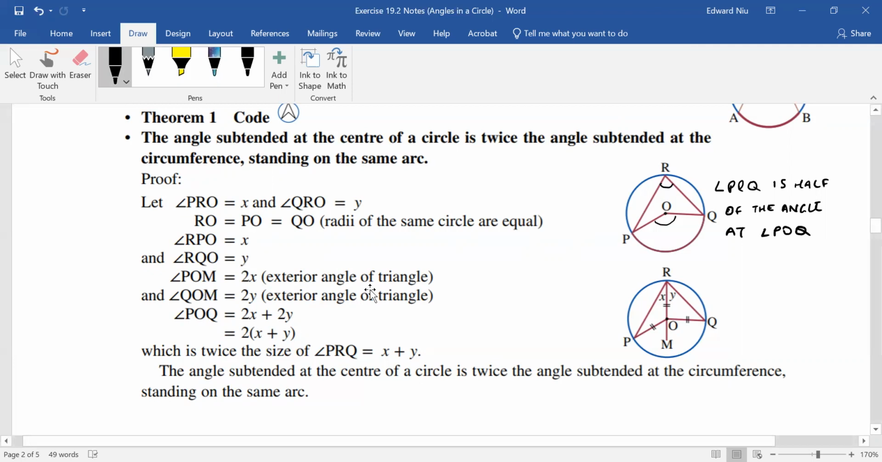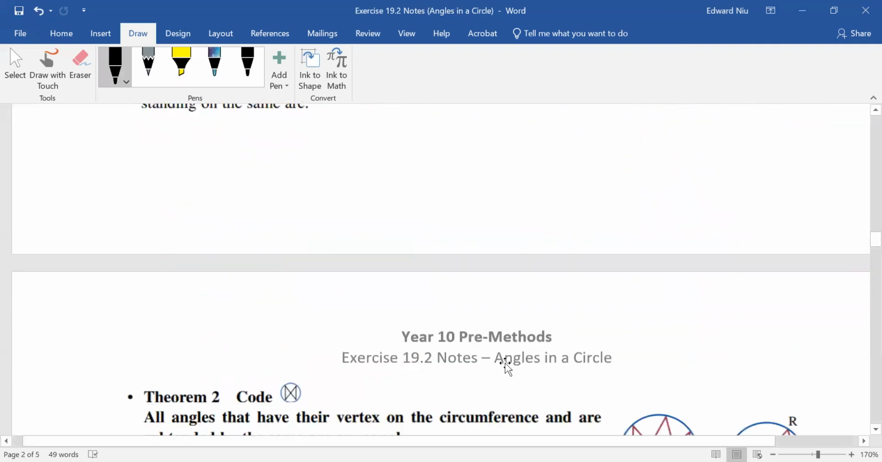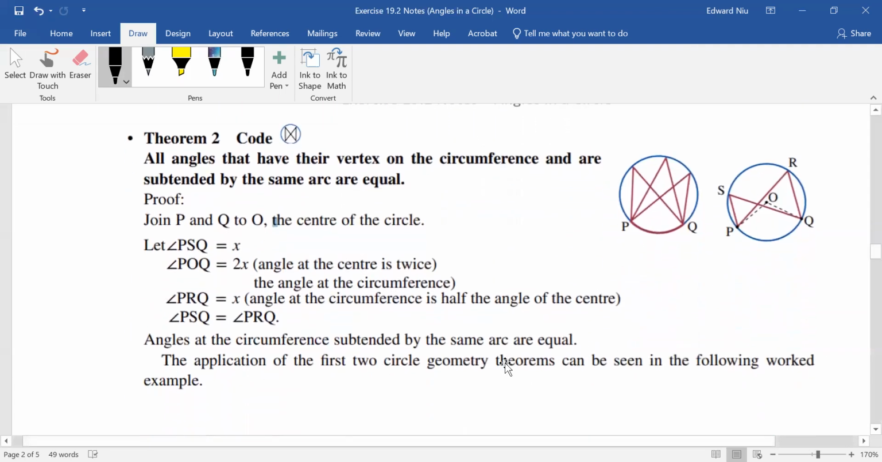So long story short, without having to do the algebra, we split this little quadrilateral into 2, forming 2 congruent triangles, which means XY is going to add up to exactly half of the angle at the origin. So that's theorem 1. Theorem 2.